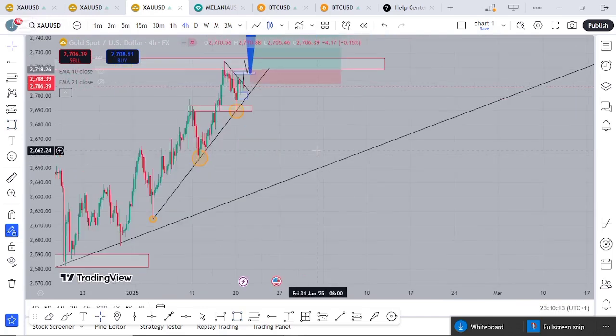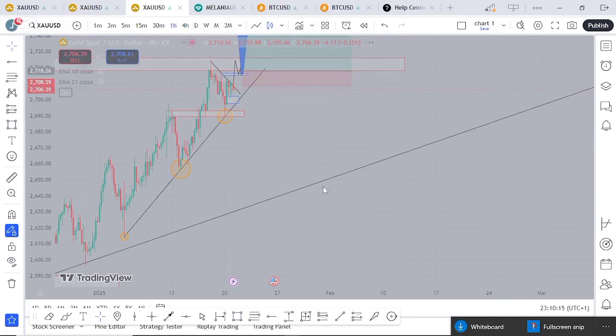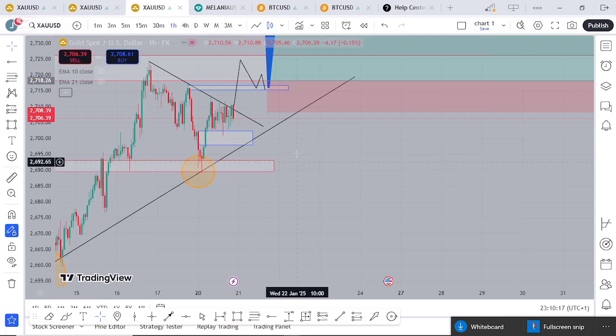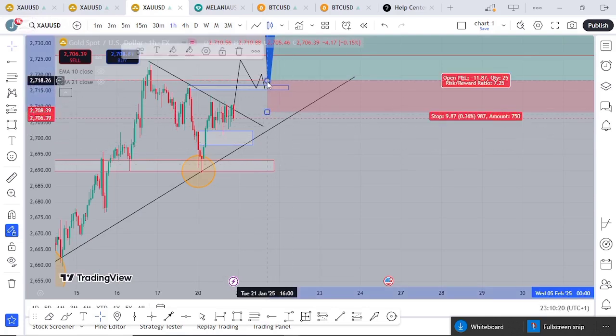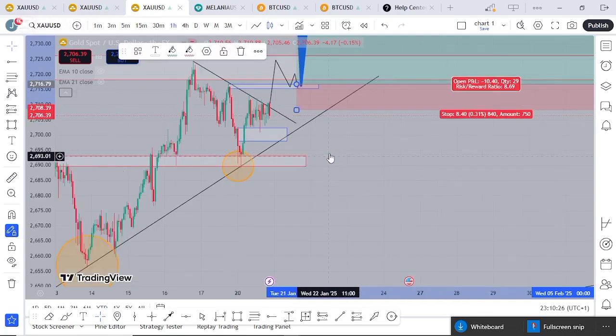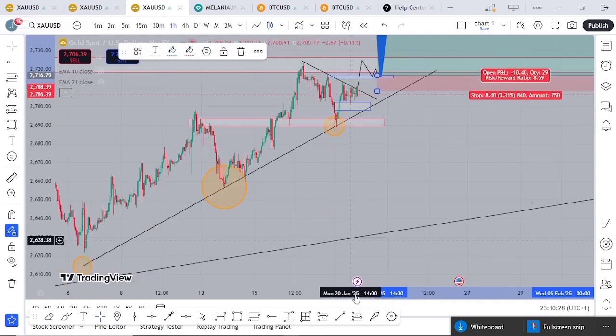So this is what we are looking at on gold. For now, I don't have any interest in gold apart from going bullish. My stop loss is 84 pips.